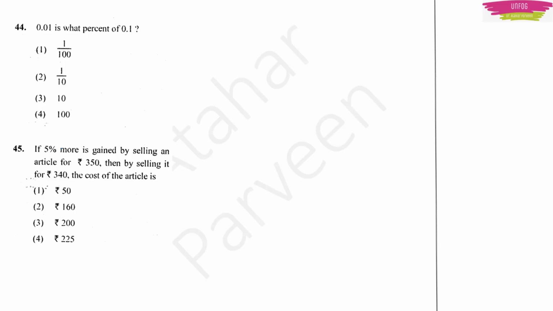Next, question number 44. The question is: 0.01 is what percent of 0.1? So this is from commercial mathematics. Commercial mathematics is always a little complicated, right? Anyway, I will teach you to solve this problem in two methods. First method is, if 0.1 is for 100, then 0.01 is for what? Because they are telling 0.01 is what percent of 0.1, right?